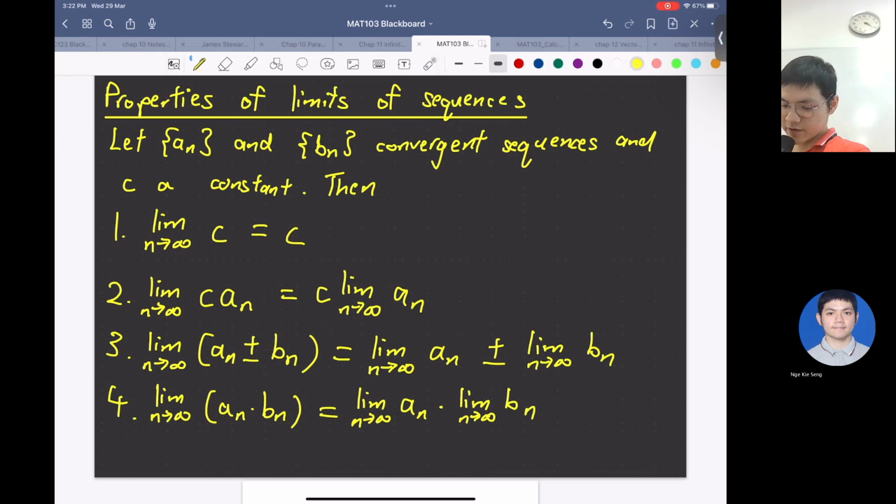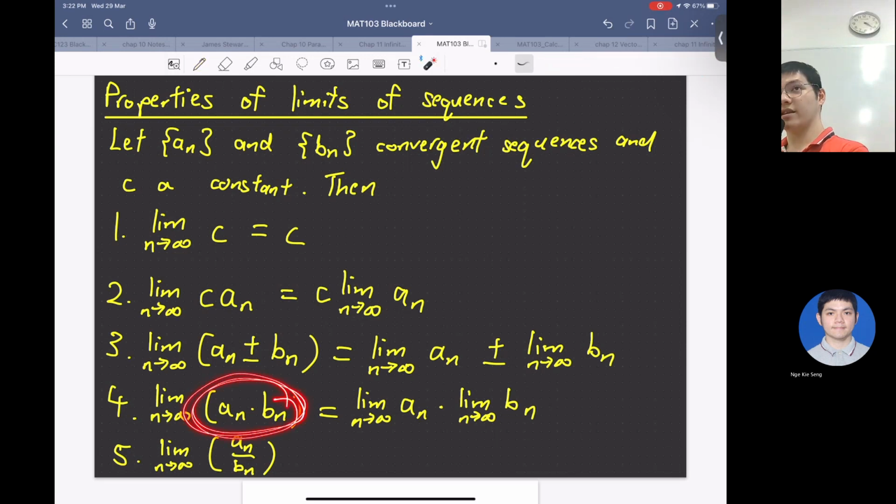And fifth, what do you have? We can also divide two sequences together. So how do you divide two sequences? You divide term by term. How do you multiply sequences together? You multiply term by term. This is suggested in this notation here.